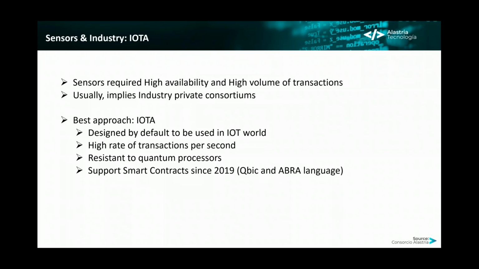The disadvantage is that IOTA is not as open as the public platforms, but one advantage is that since last year IOTA is supporting smart contracts, which opens a lot of possibilities working on that type of platform. Then if you want to use sensors, again, you need to go to this kind of platform if you want to have a high volume of transactions.